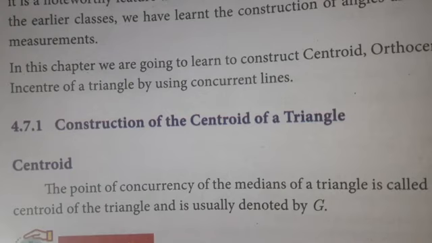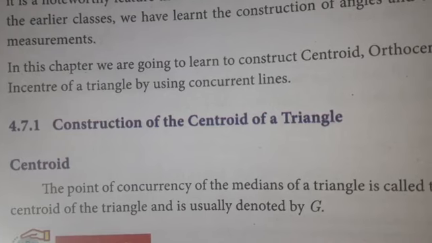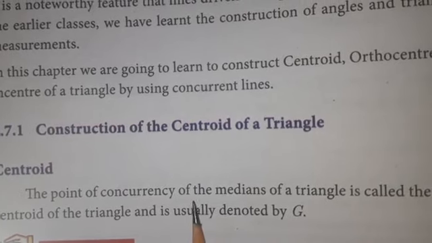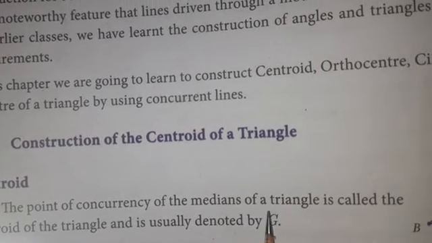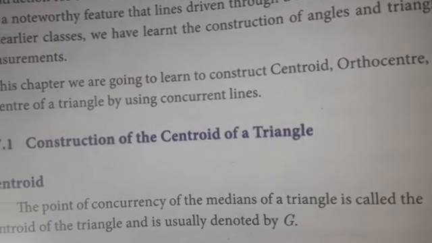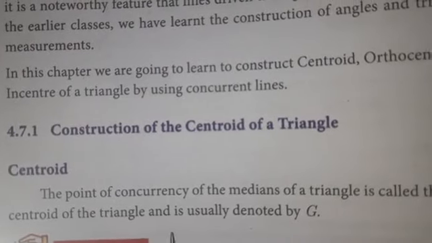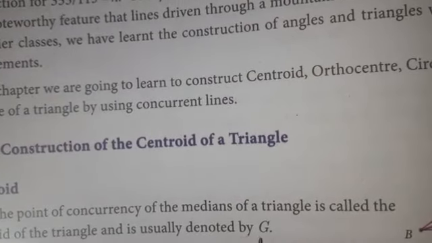Today the topic is the construction of the centroid of a triangle. First see the definition. The point of concurrency of the medians of the triangle is called the centroid of the triangle and is usually denoted by the letter G.